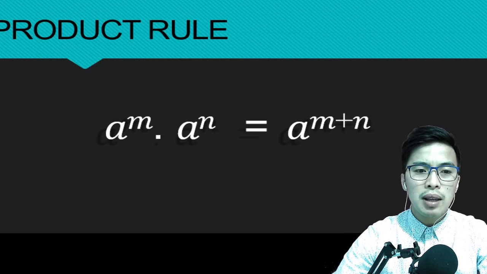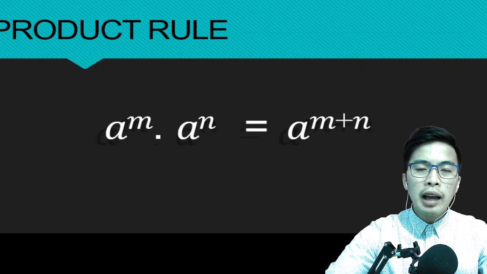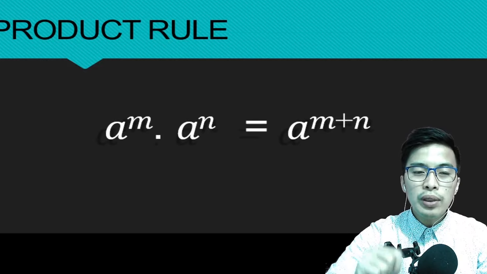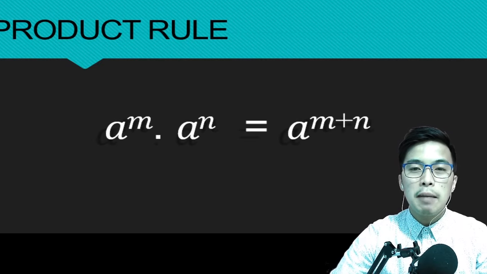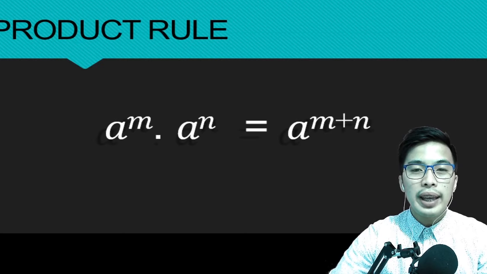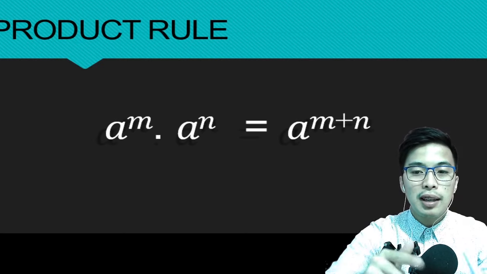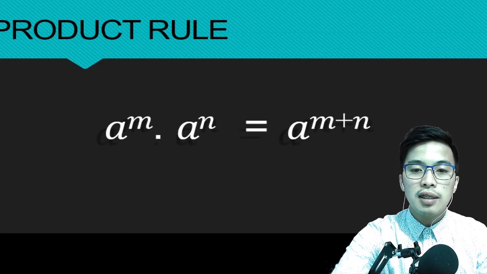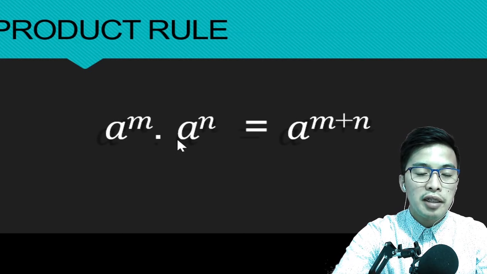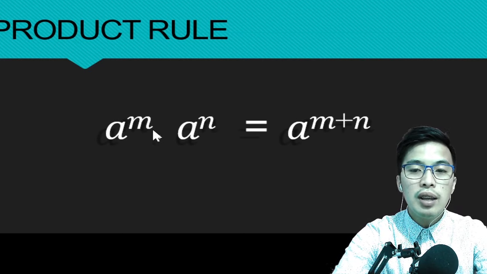So, ano nga ba yung ibig sabihin nun? Or, in other words, if we are multiplying two variables or two numbers that have the same bases, all we have to do there is to copy the base and then we add the exponents. Okay, balikan ulit natin po. So, see this? It is a raised to the power of m times a raised to the power of n. Ano yung base nila? A. And then we copy the base and then we add the exponents, which are m and n.